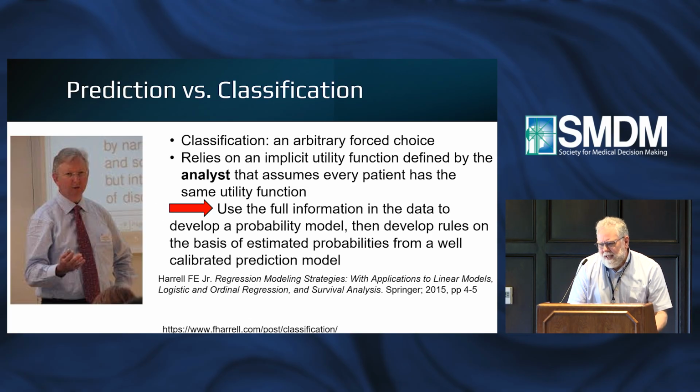So I said I had a master's in statistics. One of the things that resonated with me was a now old textbook by Frank Harrell, who said that classification is an arbitrary forced choice. And reading the clinical literature, particularly the AI literature, many of these decisions are framed as classification problems rather than prediction problems. That bothers me. And he would say, use the full information in the data to develop a probability model, then develop rules based on the estimated probabilities. That's not what is often happening.